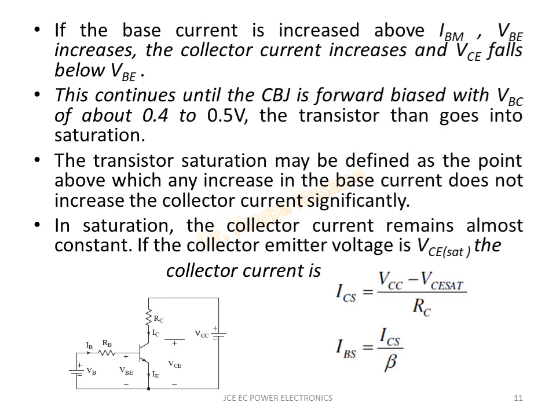The collector current then, since it is in saturation, can be written as ICS equal to VCC minus VCE sat upon RC, because the drop across the transistor is now VCE sat and the current flowing through the collector is IC. There is a corresponding base current, right? When ICS is flowing, there is a base current flowing, we call it IBS. It can be given as ICS upon beta.